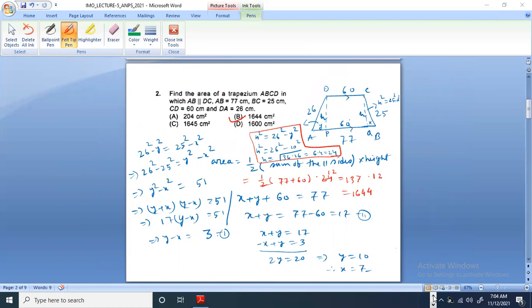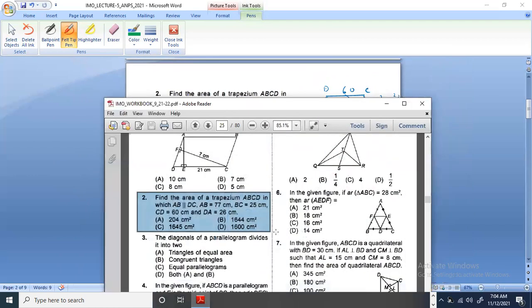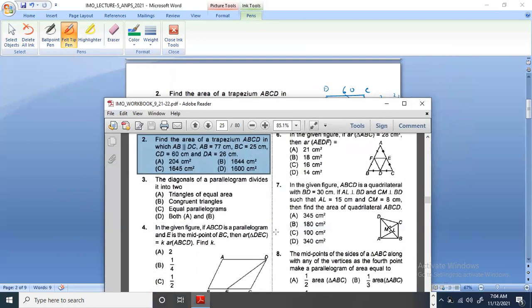Let us move on. Let us see question number 3. Diagonals of a parallelogram divide it into triangles of equal area, congruent triangles. It's very easy. So the answer would be both A and B. So D.